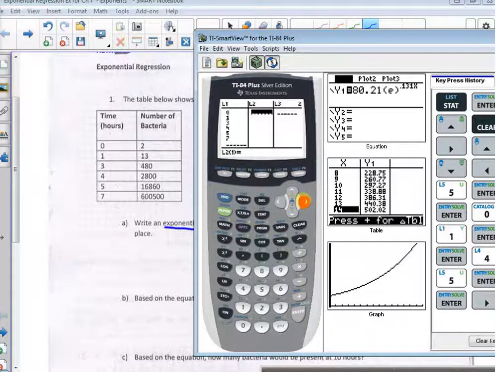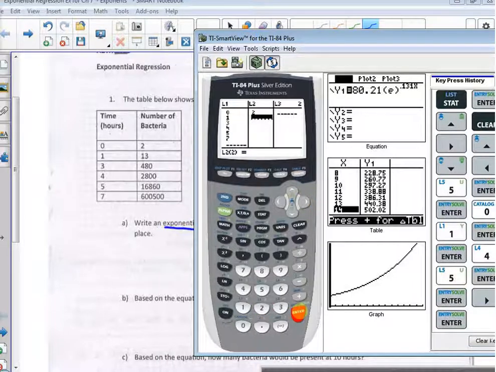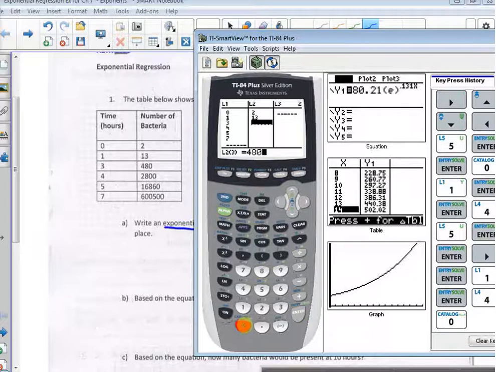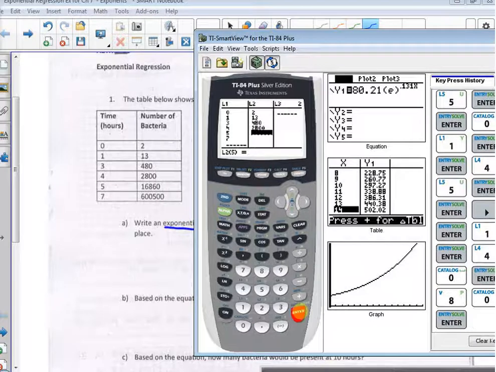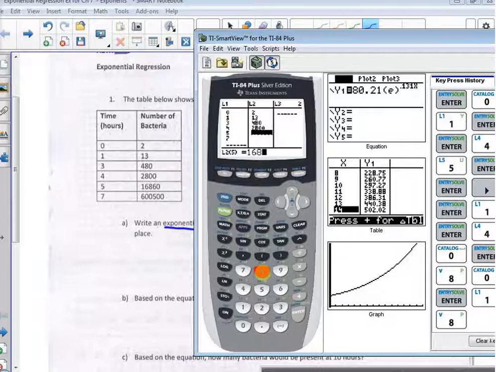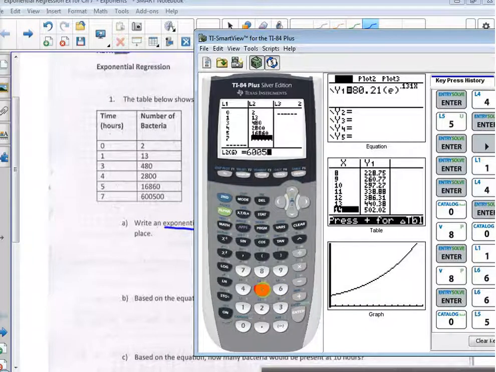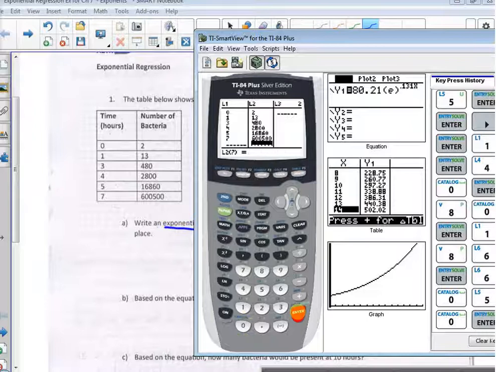And then arrow over to L2 and the same thing. When you're done, double check that you've entered in the numbers correctly. If you've made a mistake here, then it could mess up the entire thing.